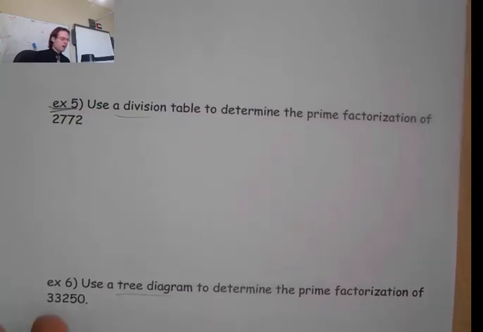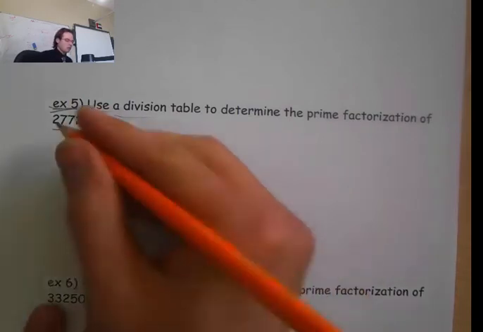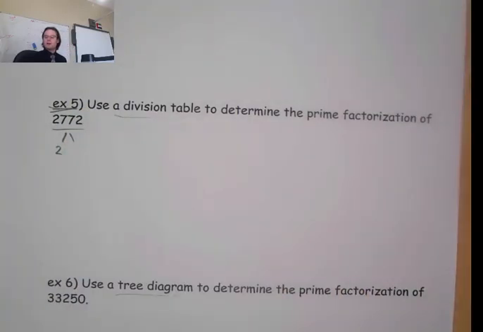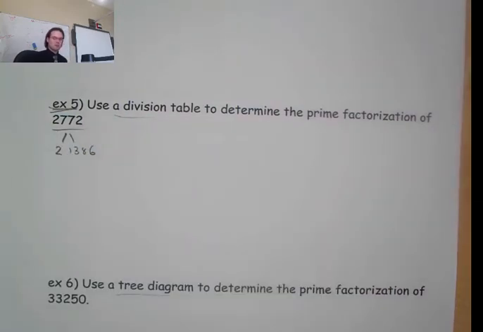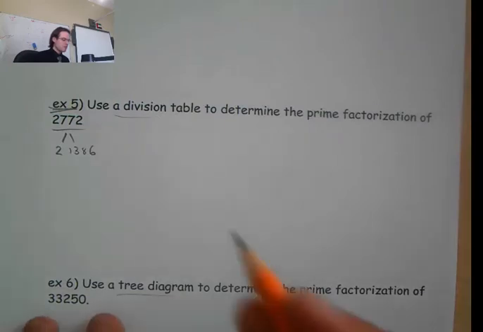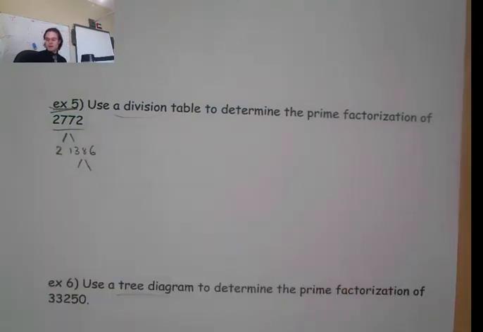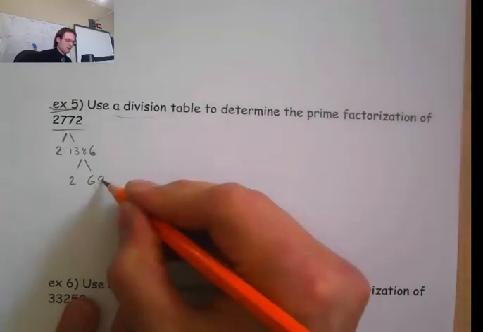Okay? So number 5, first of all, look at this. It's even. I know that it can be divided by 2. So I'm going to divide it by 2, and I'm going to be left with 1,386, I believe. Yep. Okay? Now this here can be divided by 2 again. It's going to leave me with 693.